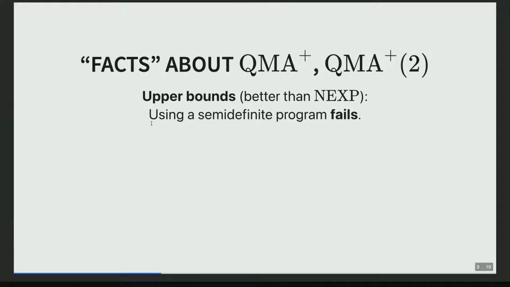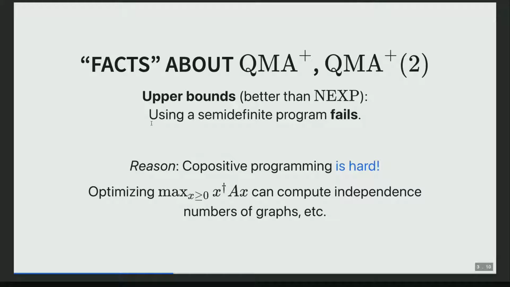So the other thing you might try is, maybe we can upper bound this class, okay? And so maybe we can write down a semi-definite program that optimizes over the best quantum proof. And it turns out this also fails. The reason this fails is that if you're trying to optimize over states with non-negative amplitudes, this turns into optimizing over the copositive cone. And if you have polynomial size matrices, you can compute independence numbers of graphs and so on. These are NP-hard. So for exponential size matrices, it's not clear it's any less hard than all of NEXP. So this technique also can't work to give you an upper bound.